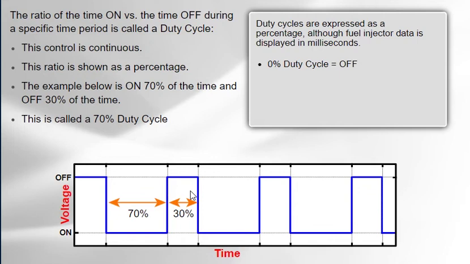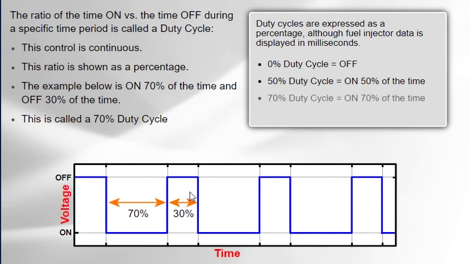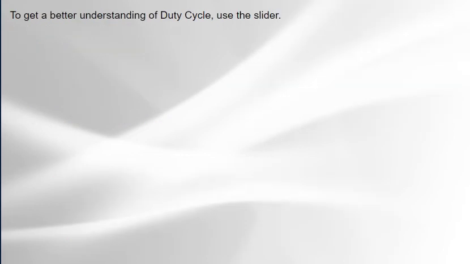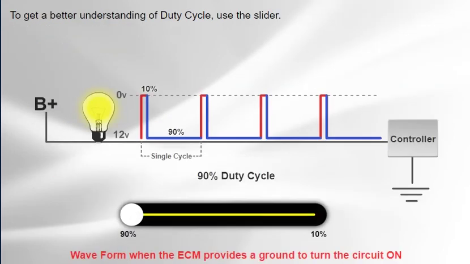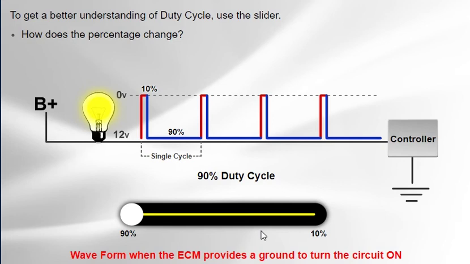A 0% duty cycle means it's off. A 50% duty cycle is on 50% of the time. A 70% duty cycle is on 70% of the time, and a 100% duty cycle is on continuously. To get a better understanding of duty cycle, use the slider. How does the percentage change? How does the duty cycle affect the voltage?